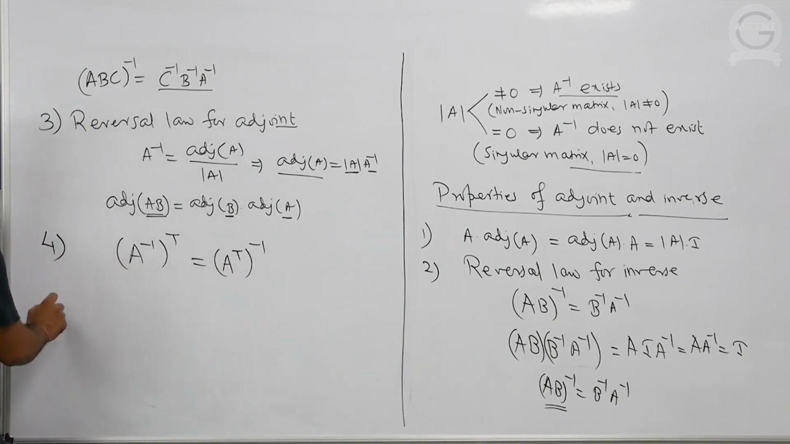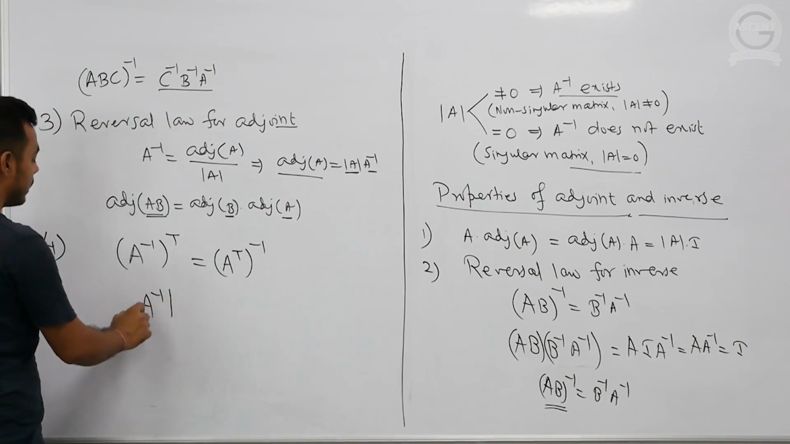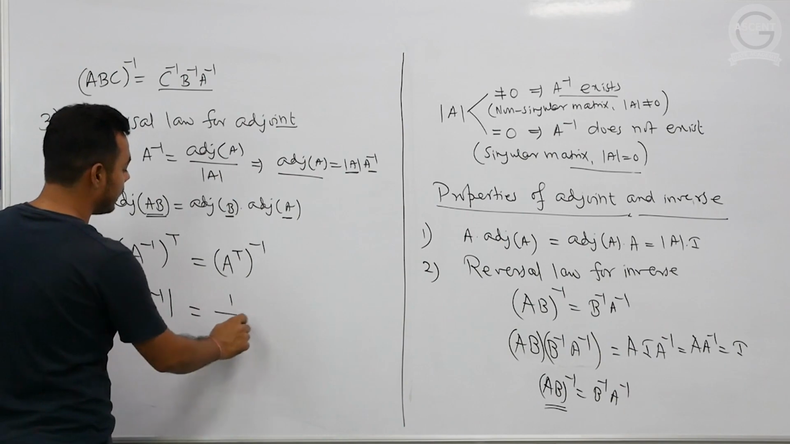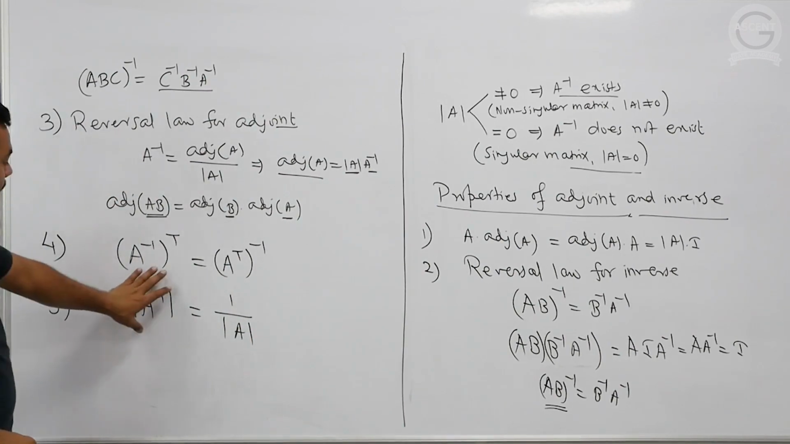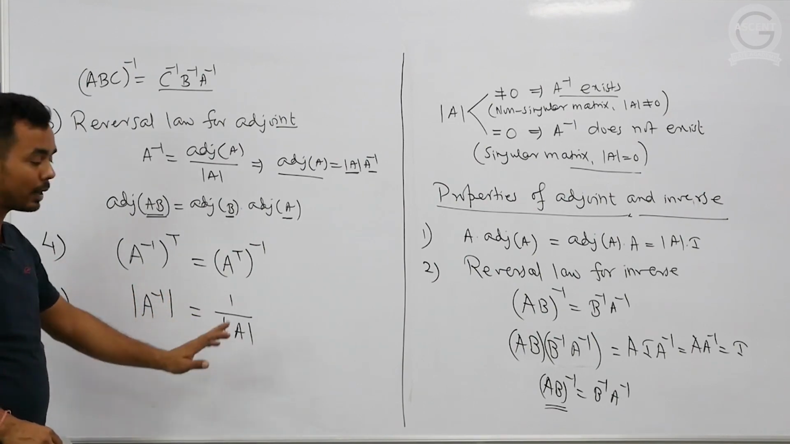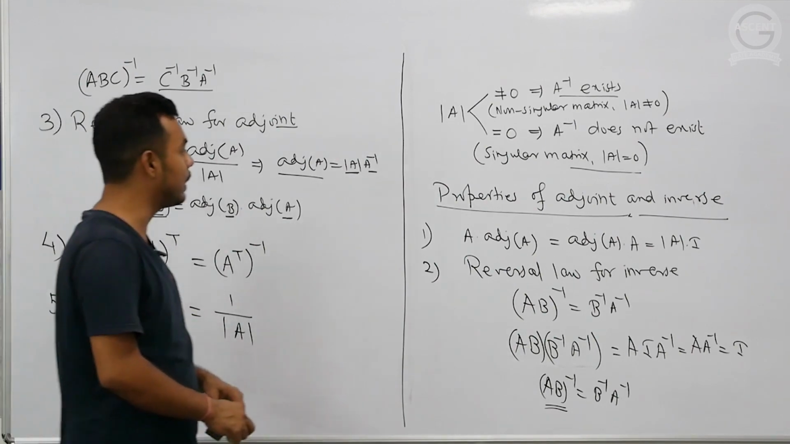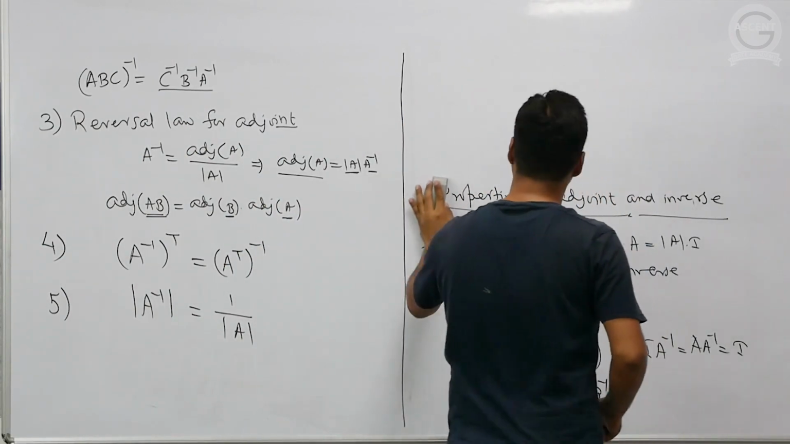Next, the fifth one is the determinant of matrix A inverse. This is nothing but 1 by determinant of A. Again, this is an obvious property. If you have to find the determinant of the inverse of a matrix, you can write that as 1 by determinant of A. So these are the first 5 properties. Now after this, the other 2 properties are very important.